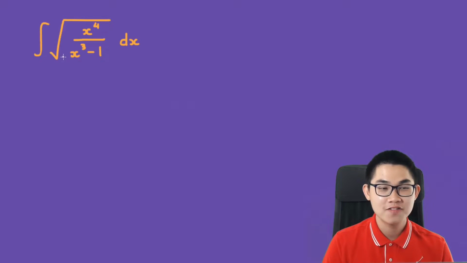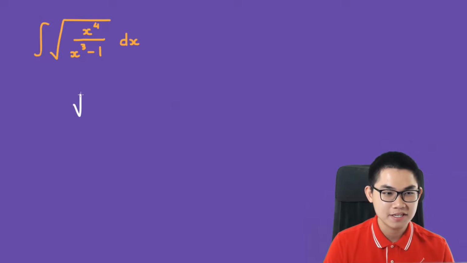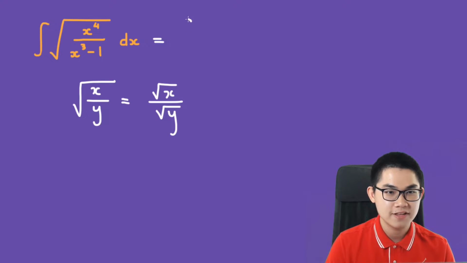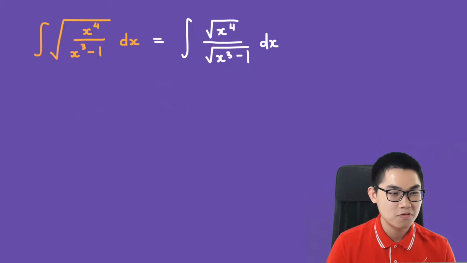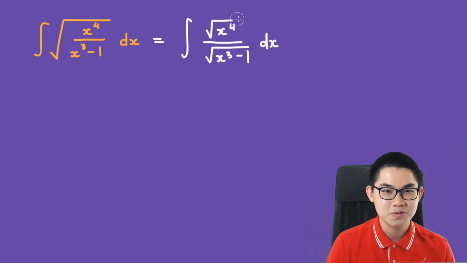The integral of the square root of x to the power of 4 divided by the square root of x to the power of 3 minus 1 dx. The first step is to simplify this expression. If you remember, the square root of x over y is the square root of x over the square root of y. So here we have the integral of the square root of x to the power of 4 divided by the square root of x to the power of 3 minus 1 dx. The square root of x to the power of 4 is x to the power of 2.